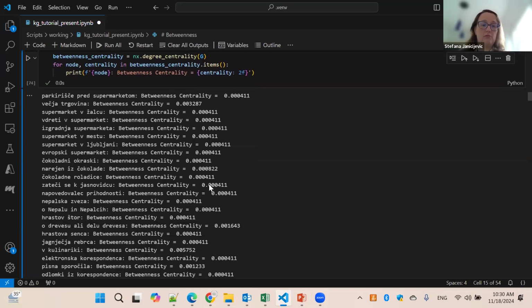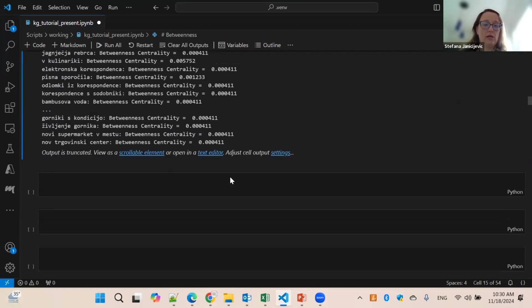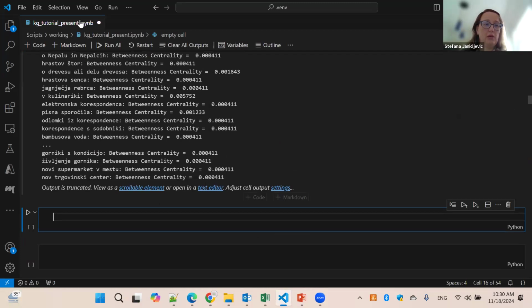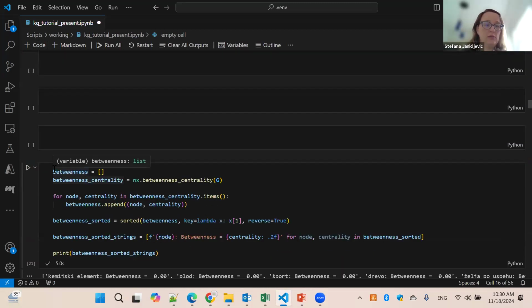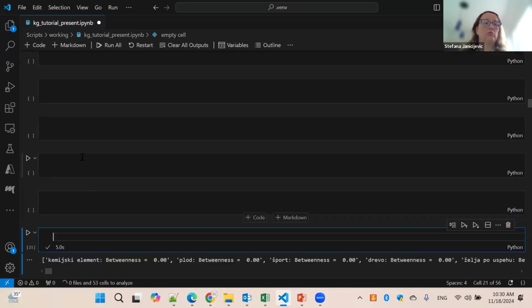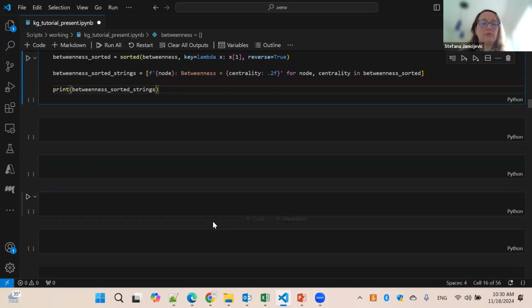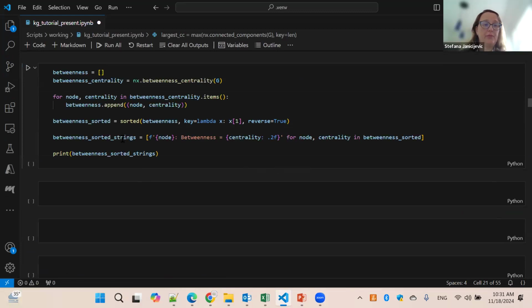You also have some results here, but if you like to sort and see the best betweenness, the story is very similar to degree. So these are all traditional measurements.